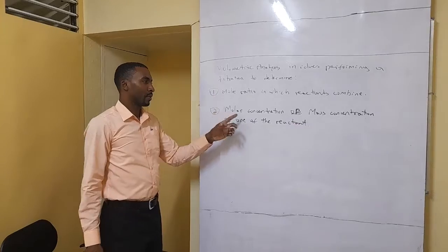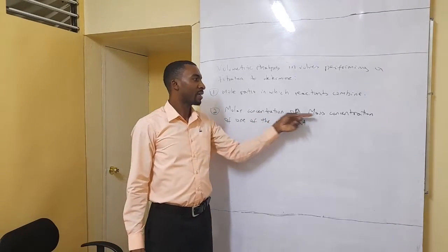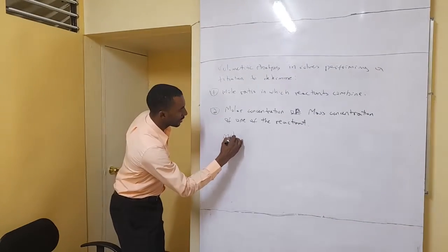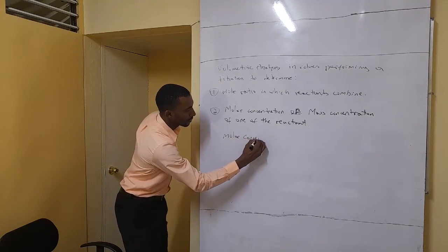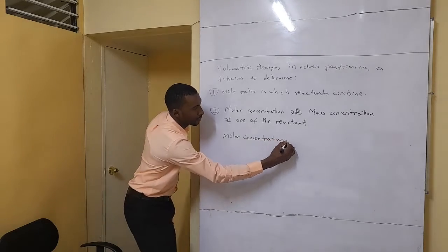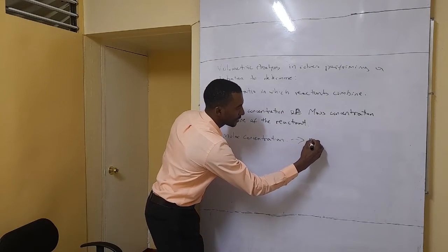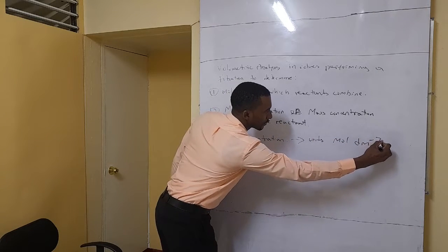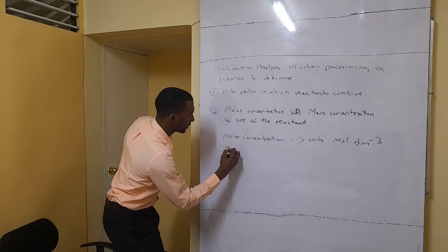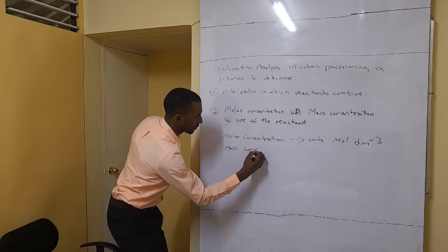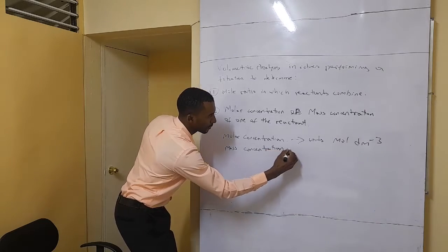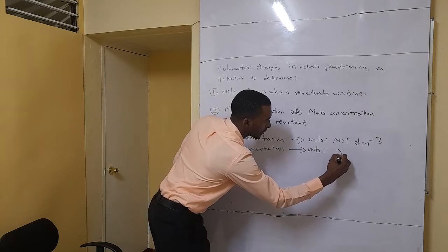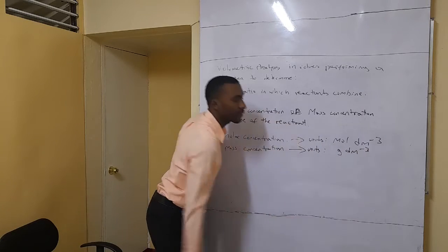Do you know what we mean by molar concentration and mass concentration? So, molar is the amount of particles in the substance. Units: moles per dm cube. Mass concentration: gram per dm cube.